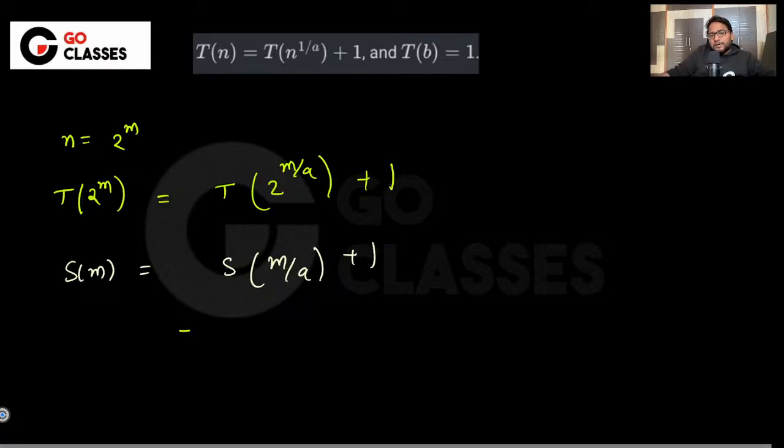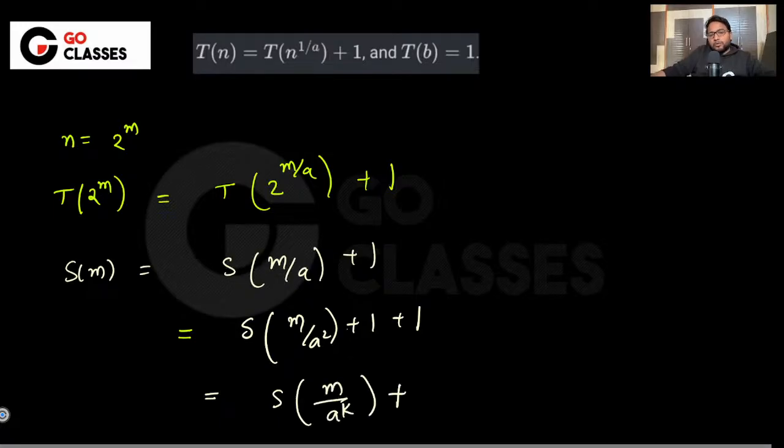Okay, so let's apply the repeated substitution. Now it will be S of m by a square plus 1, and then if you keep on doing it, S of m by a power k plus k, right? Okay, understood. Now we want to stop at Tb equal to 1, right? So if Tb is 1, then at what value of S will we be stopping? Can you tell me? See, let's assume that Sm we are getting this. Okay, Sm we are getting this, right?